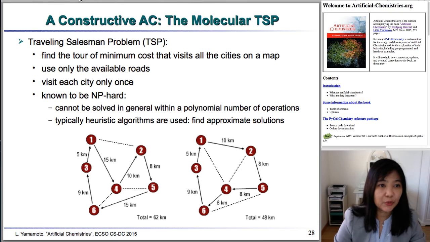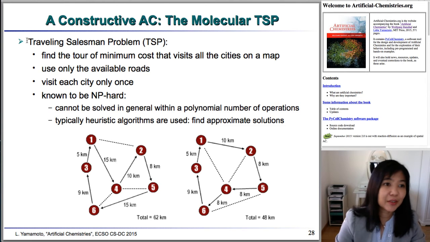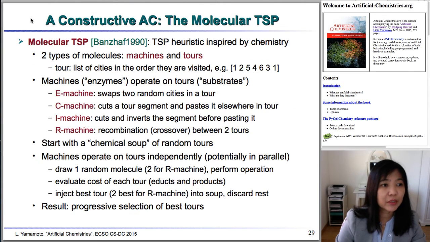Now another example is the molecular traveling salesman problem, the solution to the TSP using an artificial chemistry. So this is also an early system, just briefly on the traveling salesman problem. This is about how to compute a tour that visits all cities on the map only once, in the minimum tour. It's known to be an NP-hard problem.